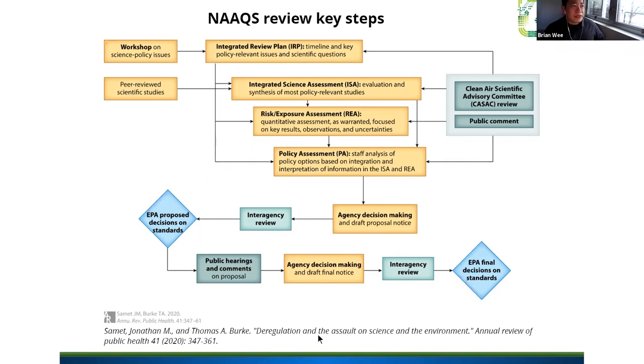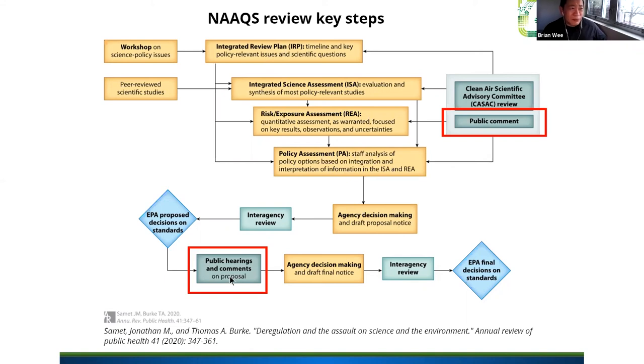Now, what you see in this diagram is that Congress actually said that these pollutant standards should be reviewed every 5 years. This is the process by which EPA reviews the scientific evidence for updating the standards for these 6 pollutants. As you can see on the screen, there are workshops, there are peer review studies incorporated into the reviews, and there is a structured way in which science is taken into consideration as they formulate policy. There is an interagency review of the final policy assessments, and there are public hearings and comments.